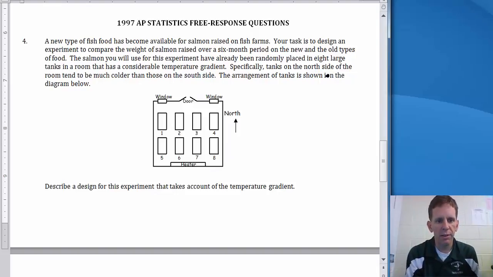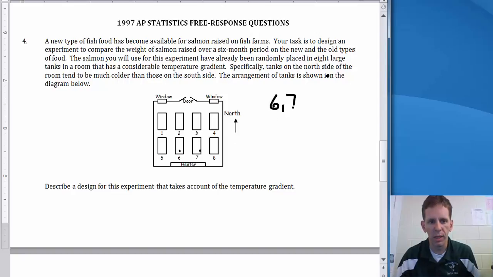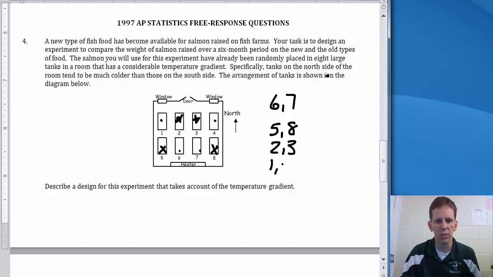All right, to me, I definitely want to group together the 2 tanks that are closest to the heater. That'd be number 6 and 7. I think that should form one block. I would also say that the next 2 tanks that are closest to the heater would be tanks number 5 and 8. They should form another block. Probably the 2 tanks closer to the door but kind of even with the heater, these should also be a block as well, so probably 2 and 3. And then 1 and 4 are close to windows, relatively close to doors, far away from heaters, probably the coldest of the tanks. These are your 4 blocks.